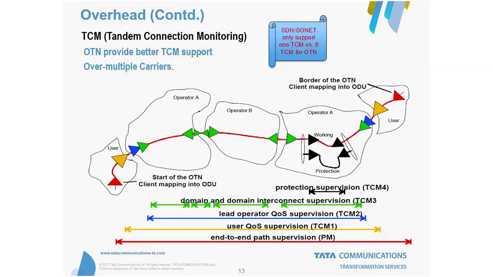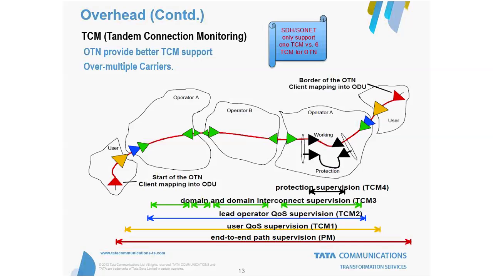SDH and SONET provide only one TCM, and here we have 6 TCM support for OTN. If you have a look here, a channel starts from a user here, compare. It's Chennai and that's Delhi, and that passes through an operator A, and then it goes to an operator B, and again to an operator A, and finally it reaches the user there.